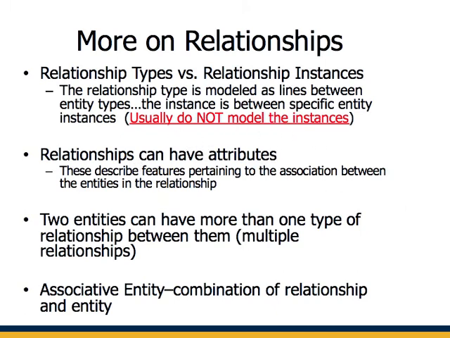Relationships can have their own attributes, like we saw, and we'll see further down the class. Two entities can have more than one type of relationship. And what is an associative entity for now? These two, put them on the back burner. We'll come back to these two because they'll become clear with the figures.